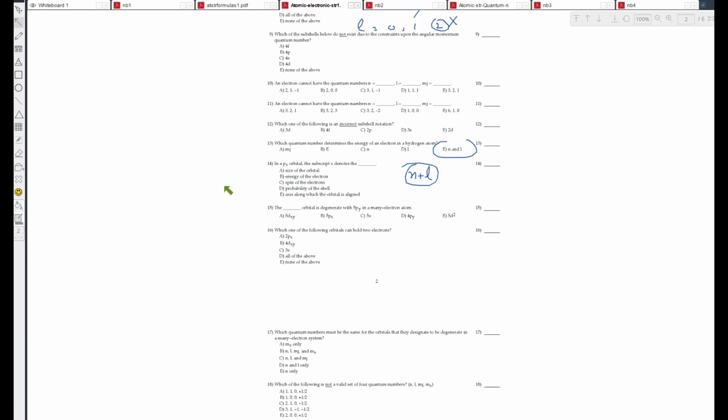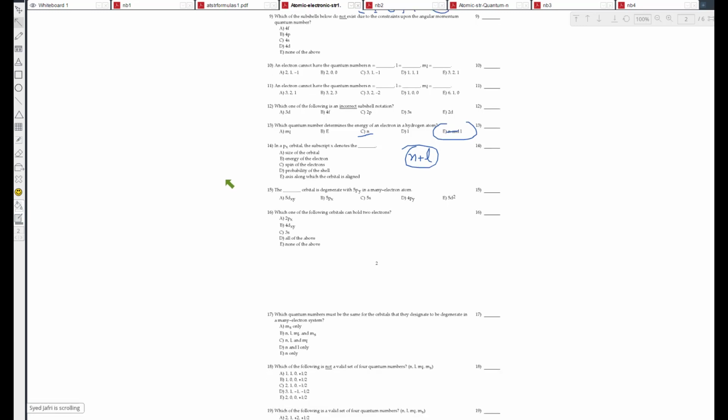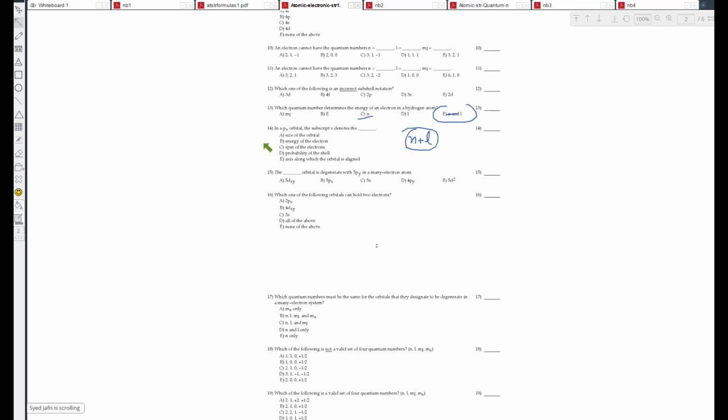But oh, sorry, in hydrogen atom, because they're asking hydrogen atom, so forget about that. In hydrogen atom, C is correct because hydrogen has just the one electron in the s or 1s orbital, and thus we only look at N. But generally it is N plus L. Because you know the different series going from the second shell to third shell, the Balmer series, Paschen series, only depend on N value. So in this case, C is correct.